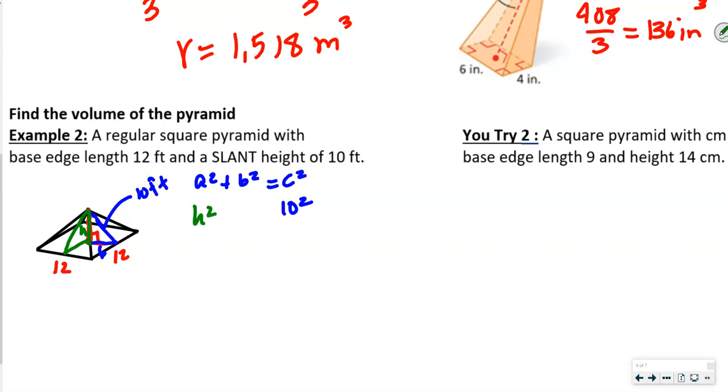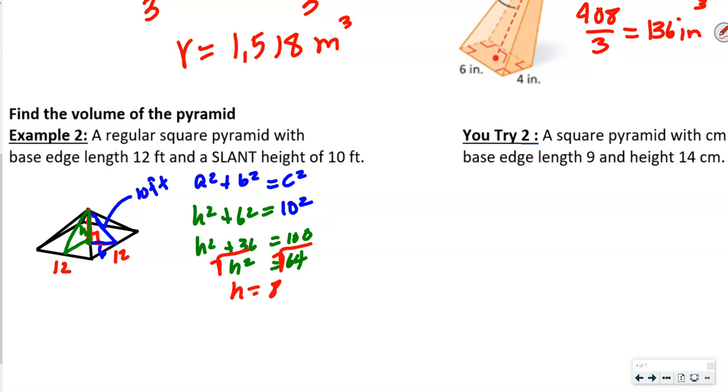And then the 6 is going to be our b squared. So that's going to be 6 squared, okay? So we're going to get h squared plus 36 equals 100. We're going to subtract 36 from both sides. So that's going to give us 64. And then we're going to take the square root of the h squared. So h is going to be equal to 8.